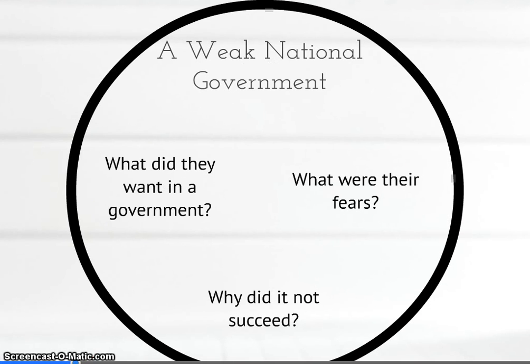So let's go with a little background. The founders wanted a weak government. They were afraid of big governments after being under the control of the British, and they didn't want to set up a government that would be very similar, where there was a huge national government that controlled the people.